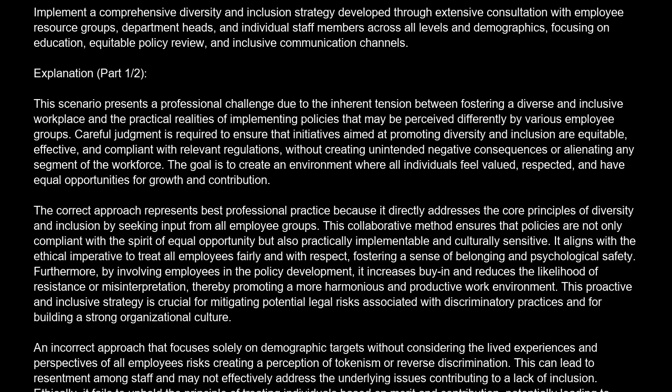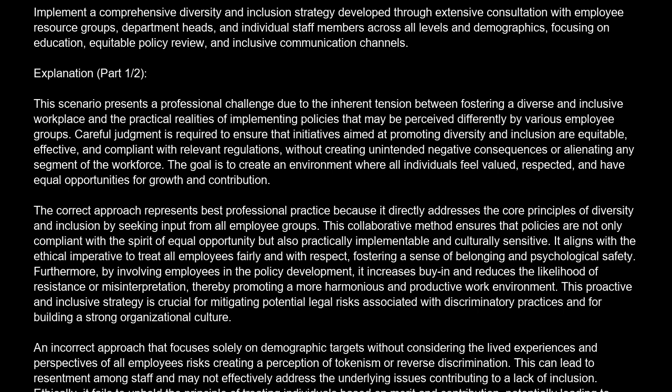Explanation. This scenario presents a professional challenge due to the inherent tension between fostering a diverse and inclusive workplace and the practical realities of implementing policies that may be perceived differently by various employee groups. Careful judgment is required to ensure that initiatives aimed at promoting diversity and inclusion are equitable, effective, and compliant with relevant regulations, without creating unintended negative consequences or alienating any segment of the workforce.